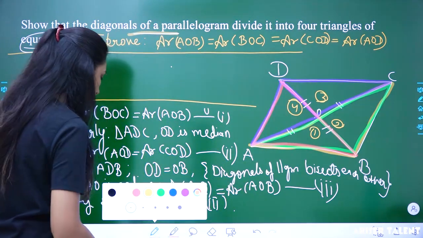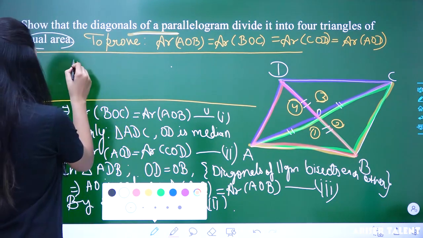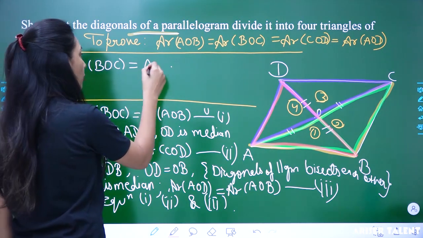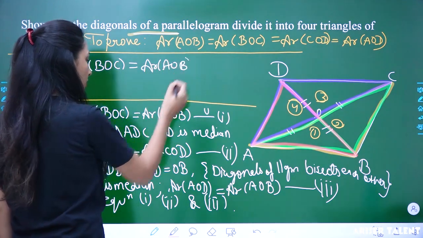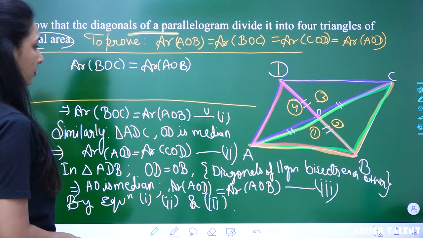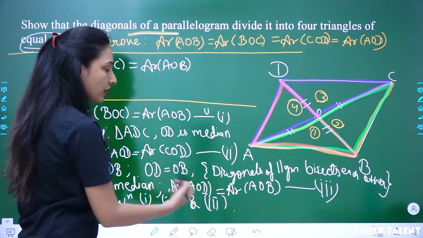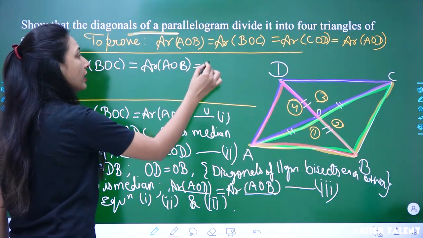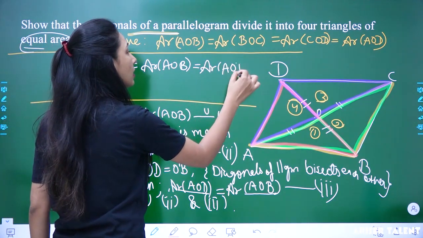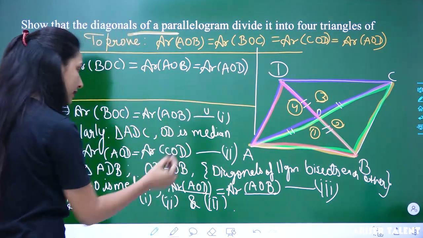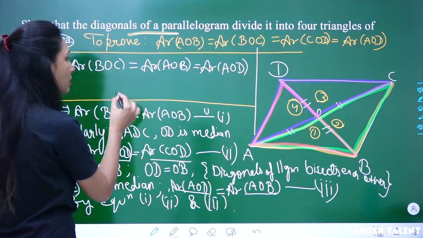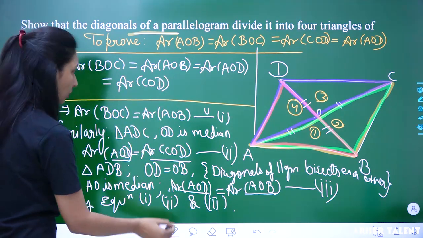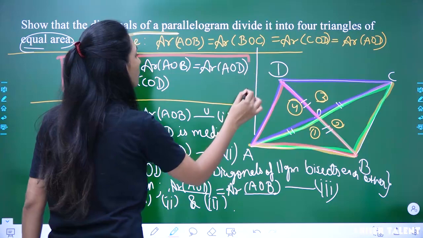Okay. Now look at the first, second and third equation. Area BOC is equal to area AOB from the first one. Now, area AOB is equal to area AOD. So this area AOB is equal to area AOD. And this area AOD here is equal to area COD. Okay, this was something we had to prove.